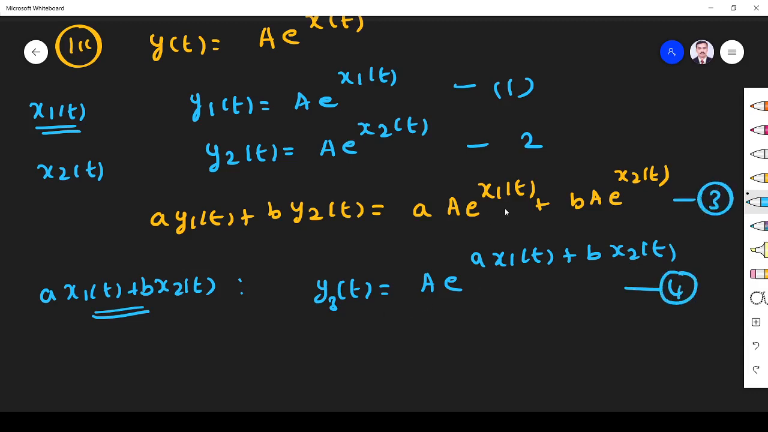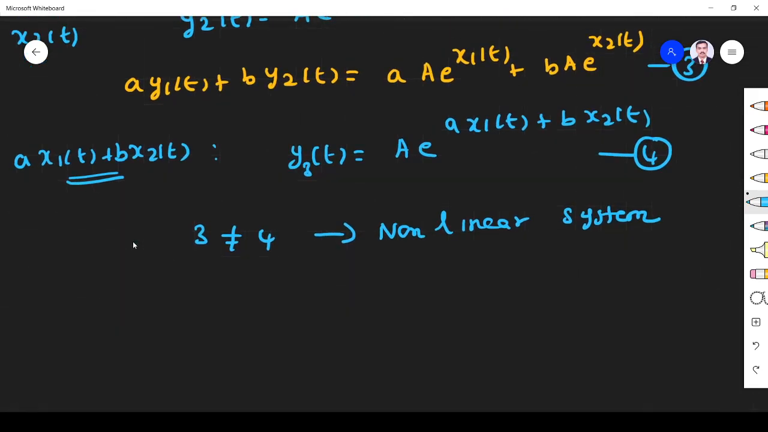You see whether 3 is equal to 4? No. 3 is not equal to 4. Therefore, this is non-linear system. Simple logic. Okay. Next. Fourth one is y of t is equal to t into x of t. Right? This is the fourth problem.